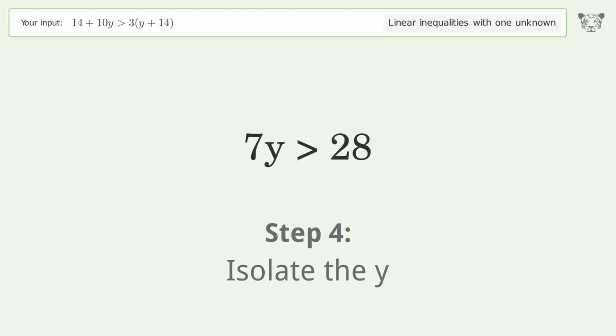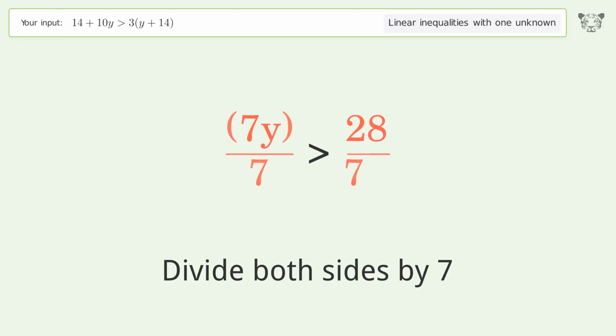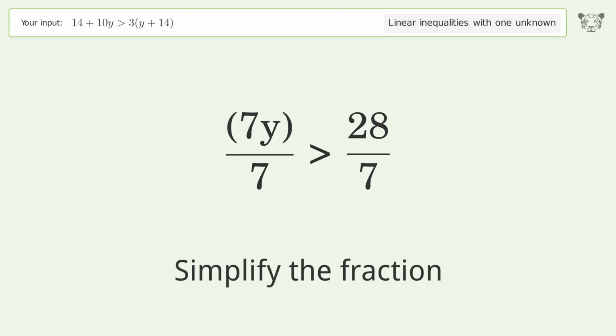Isolate the y. Divide both sides by 7. Simplify the fraction.